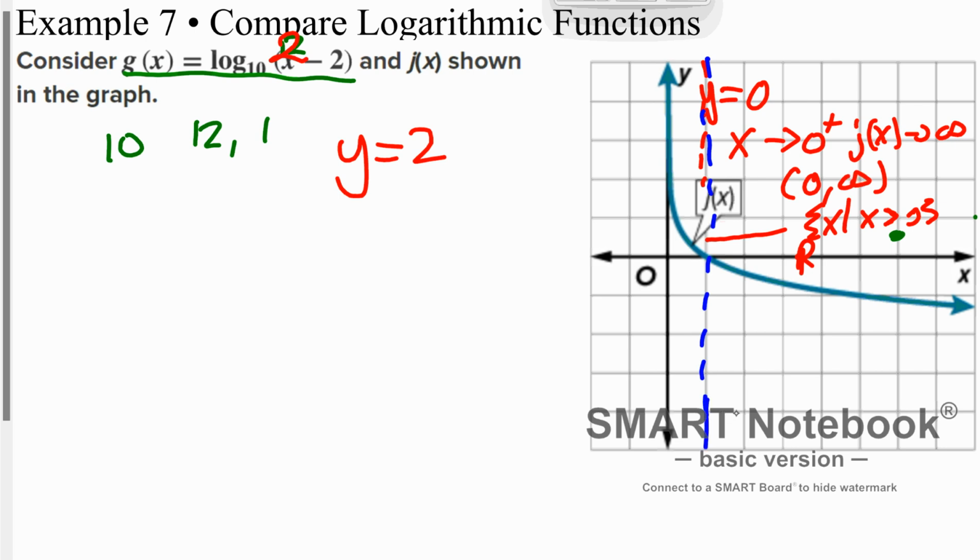Okay, and then what about another point? Well, what gets that to 1? That'd be positive 3. So if I plug in 3, 10 raised to what is 1? That'd be 0. So I plug in 3, I get 0 out. So 3, 0. That's 2, that'd be 3, 0. So I have this point. Again, let me change the color there. So something looks like this.